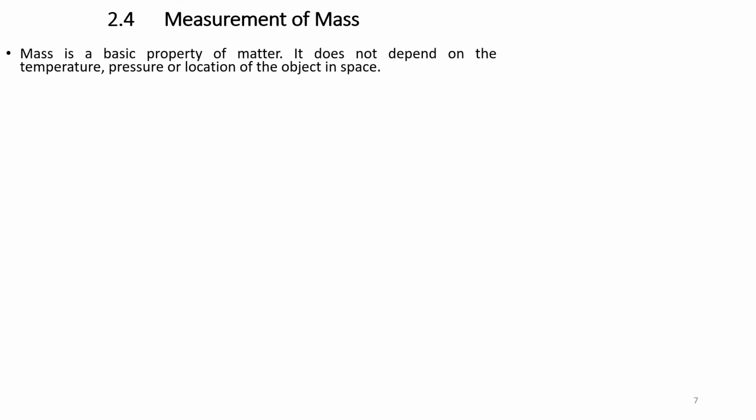Measurement of mass. Mass is a basic property of matter. It does not depend on the temperature, pressure, or location of the object in space. The SI unit of mass is kilogram. Symbol is kg.